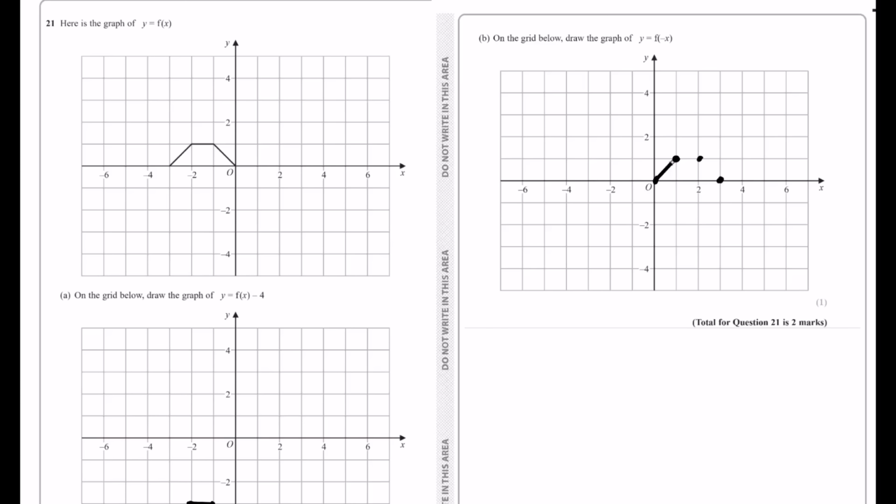So it's a reflection over the y-axis. So when it's f of -x, it's reflected over the y-axis. All the negative x coordinates become positive. And if they were positive x coordinates, they would become negative.